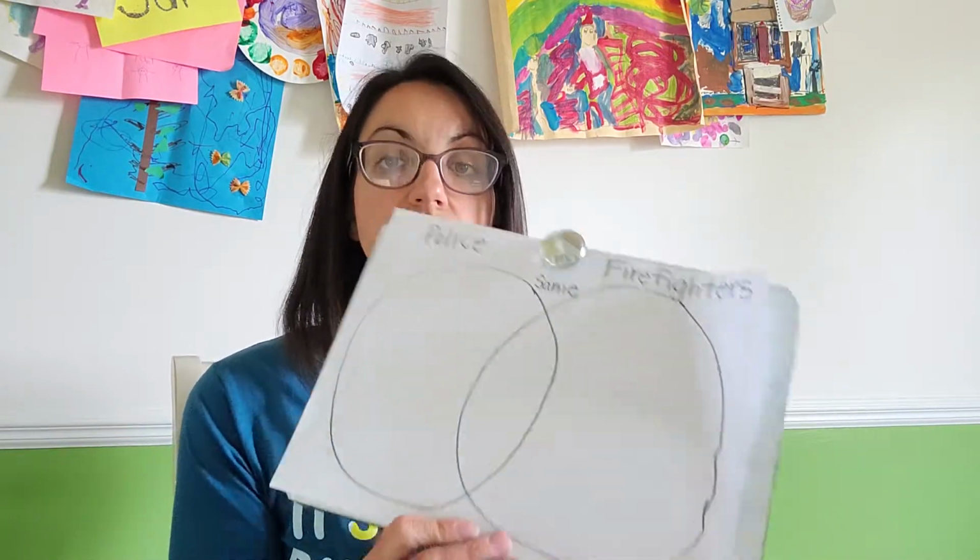For reading today, I'm actually not going to read you anything new. You guys have been doing lots of research on firefighters and police officers, and today we're going to take all that information, all those cool facts you shared with me on Seesaw, and put it together in a chart called a Venn diagram.